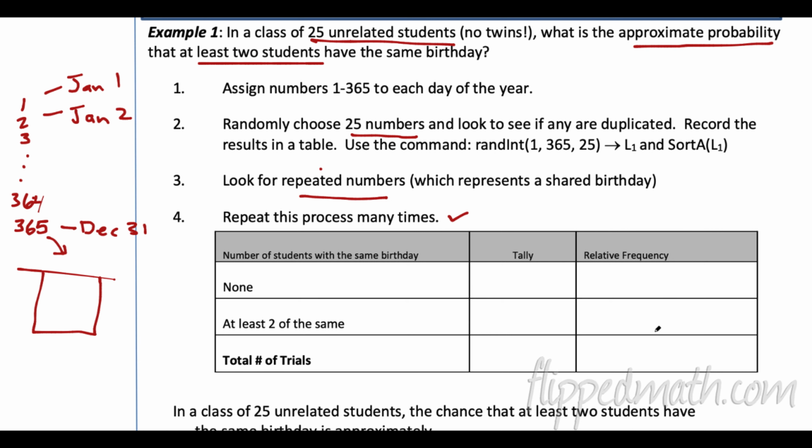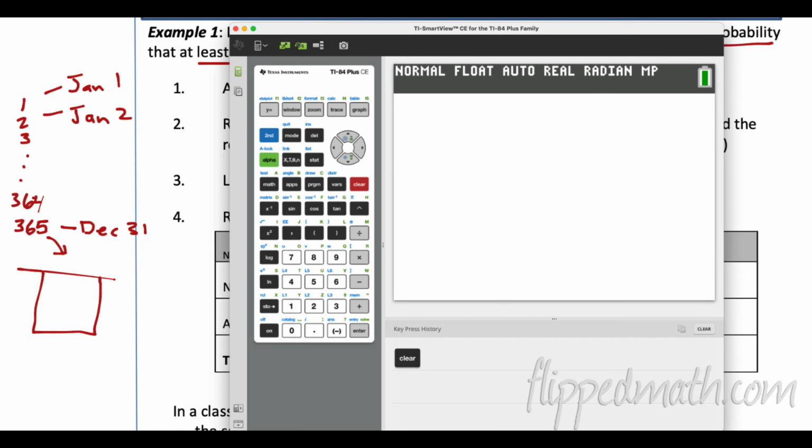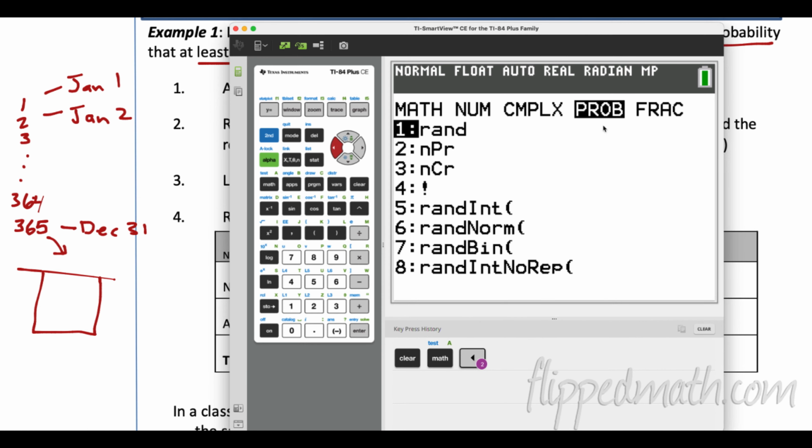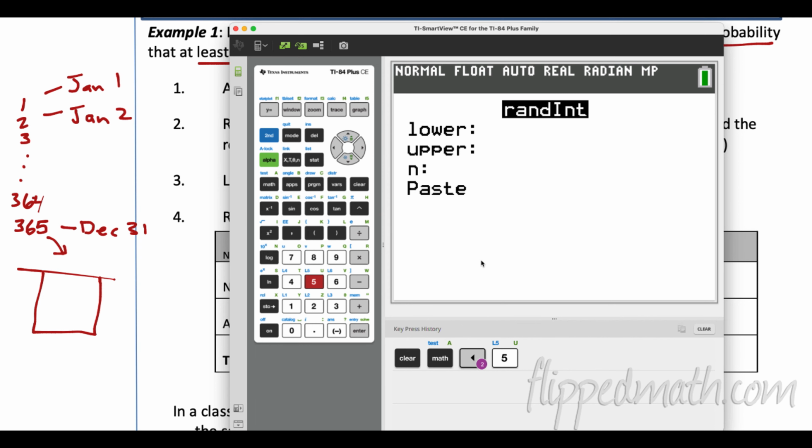Let's pull that calculator up. Here is our trusty TI-84 Plus CE, whatever that CE means. And we're going to go into the math setting. So start in the home screen, go to the math setting, and you're going to notice probability is one of the headings there. So we're going to go over to probability. Now, the function we're going to use is number 5. So I'm going to hit 5, and that's randInt, random integer.